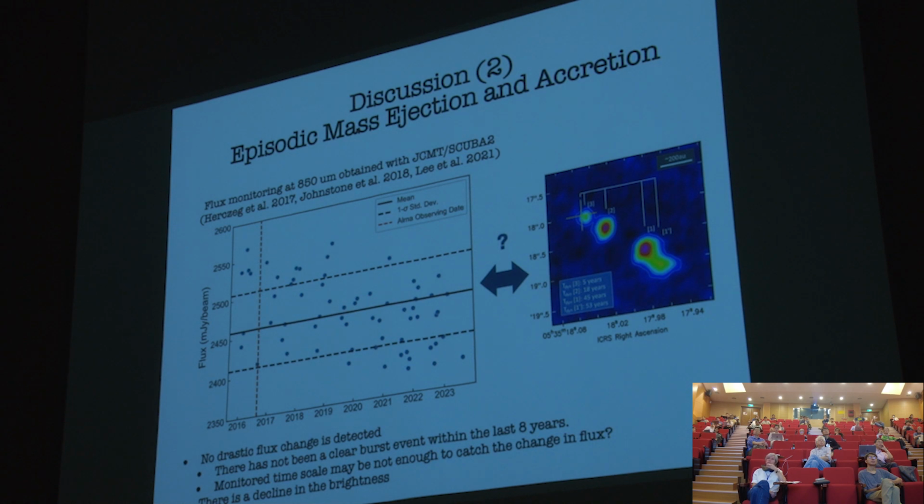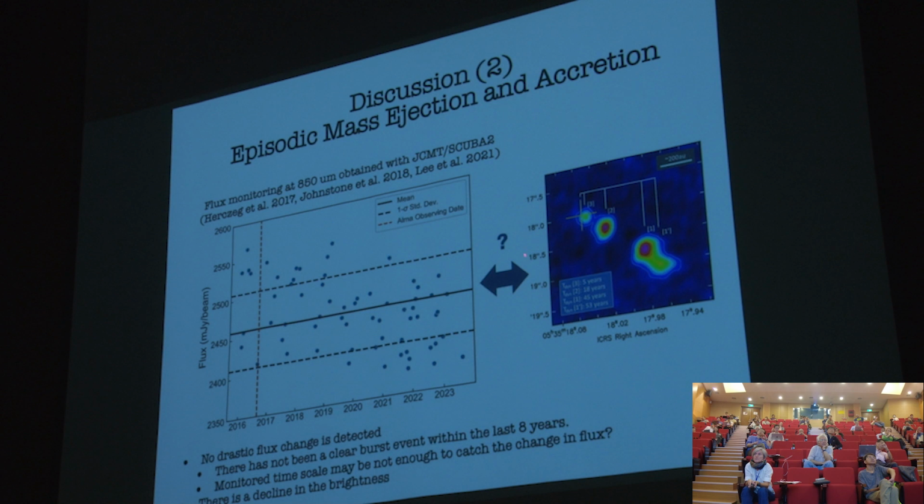So what we found is that at least since here, we didn't see any drastic flux change for this target. So it means that there has not been a clear burst event within the last 8 years. But maybe the monitoring time scale is still a bit short, because the time scale to the first knot is something like 5 years. So anyway, it's very interesting to see what is going on.